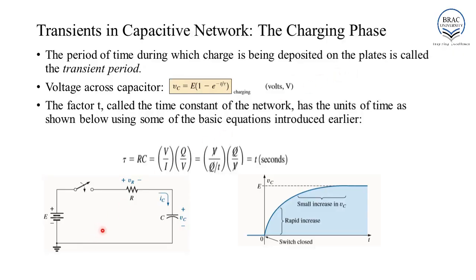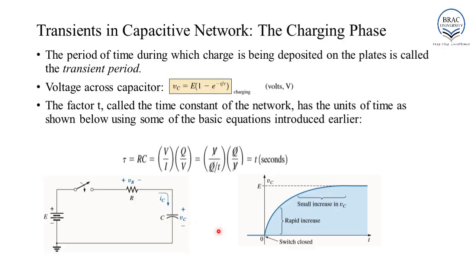Now, let us consider this circuit. Initially, when the switch is open, the current through the circuit is 0. Hence, the potential across the capacitor will also be 0. When the switch is closed, current will start to flow through the circuit. In other words, charge is being deposited on the plates of the capacitor. As a result, the voltage across the capacitor will start to increase.